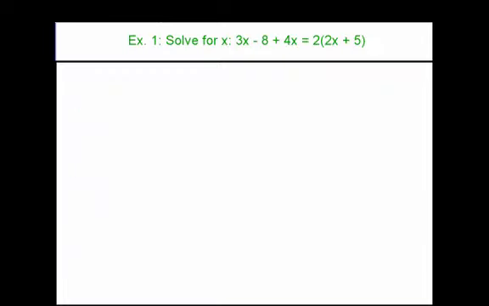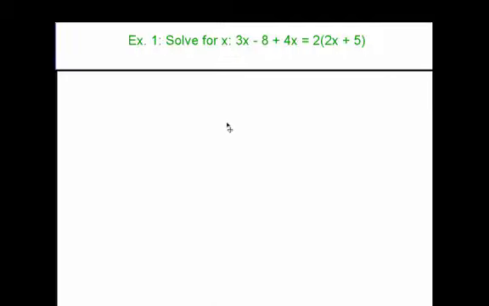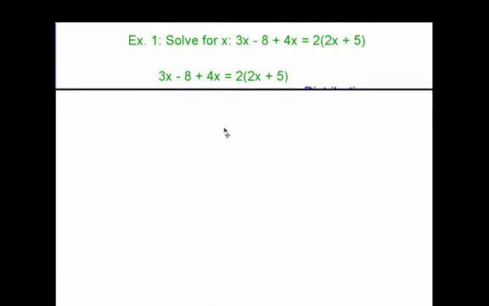Example 1 says, solve for x. Now I've got 3x minus 8 plus 4x equals 2 times (2x plus 5). So our first step is that we want to use the distributive property. So we've got this equation, 3x minus 8 plus 4x equals 2 times (2x plus 5). And my first step is I want to distribute out this 2.